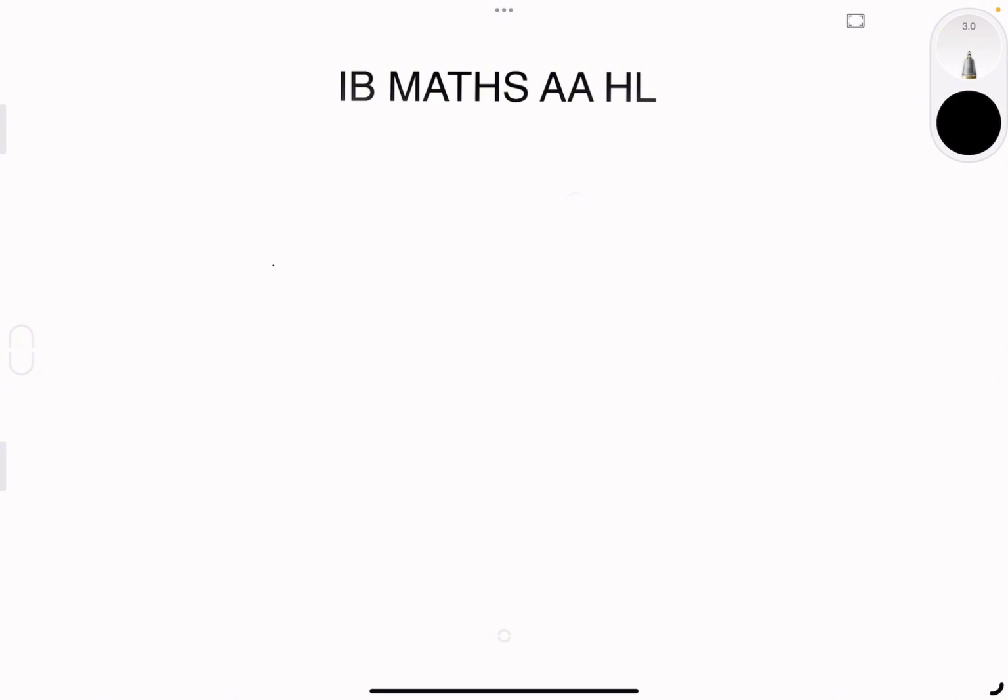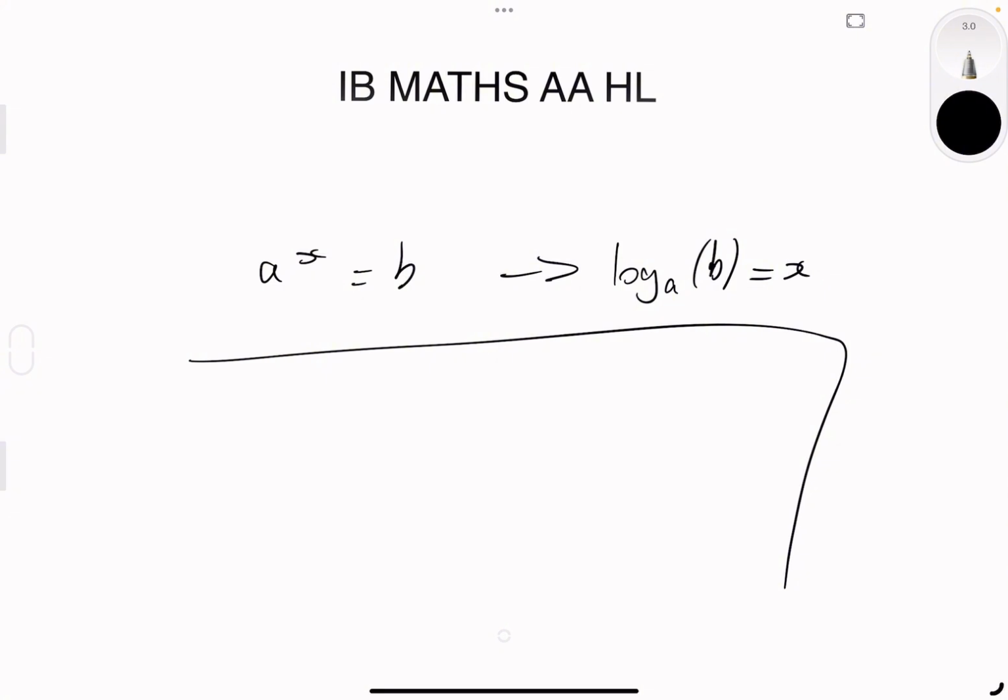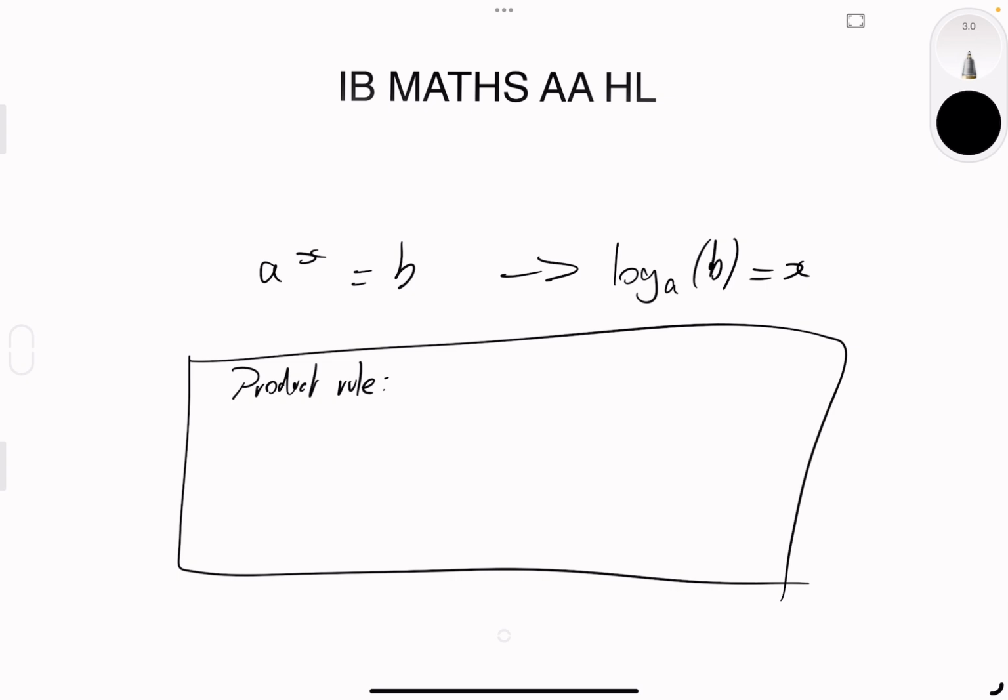Logarithms are the opposite of exponentiation. If a to the power of x equals b, then we can write this as log base a of b equals x. There are some key logarithm rules that you have to memorize. Some of them are in the formula booklet, but I'll give you a few here. With the product rule, log base a of x times y, two values, is equal to log base a of x plus log base a of y.